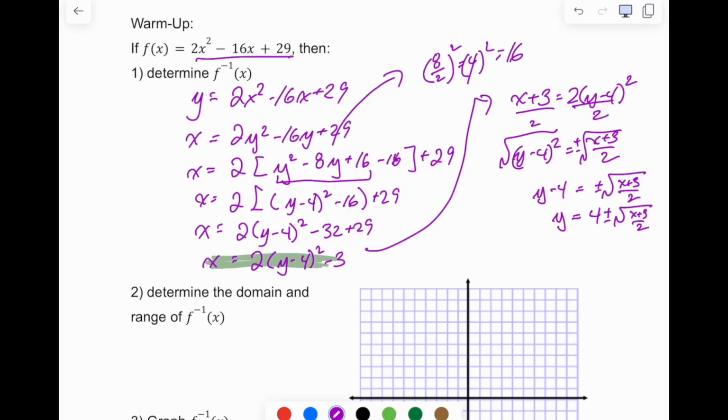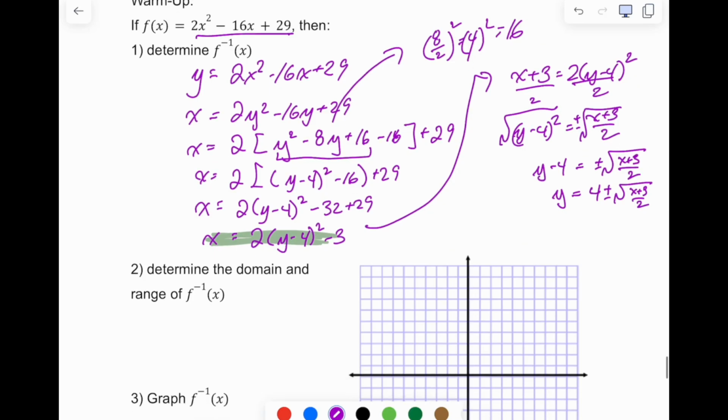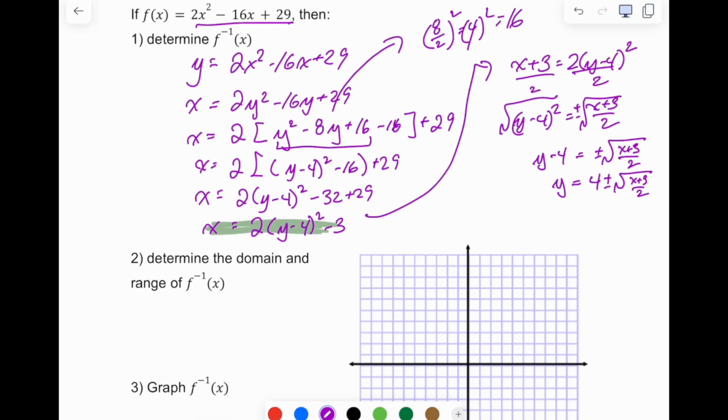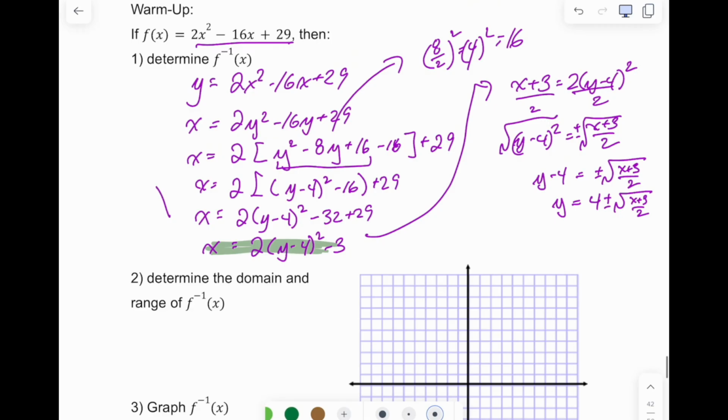And then we're going to see what that graph looks like. So if I was to rewrite this, maybe I'll rewrite it over here. We can see that our original function really is f of x is equal to 2 times (x minus 4) quantity squared minus 3. Okay, so what does this graph look like? Well, we know that it has a vertex at (4, -3).